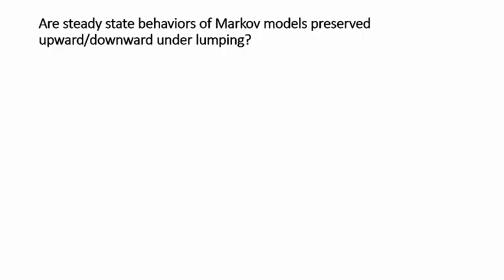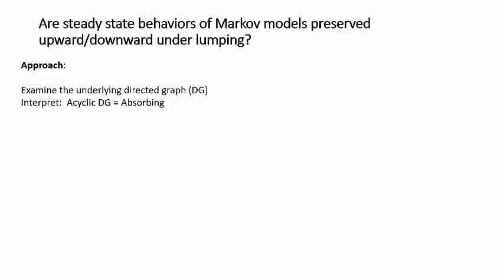So here our question is, are steady-state behaviors of Markov models preserved upward, downward under lumping? And our approach is to examine the underlying directed graph of the Markov matrix, the adjacency matrix. So what we have is a graph that reflects the state transitions, and we interpret the acyclic directed graph as absorbing Markov behavior, and a cyclic directed graph as representing the recurrent behavior.